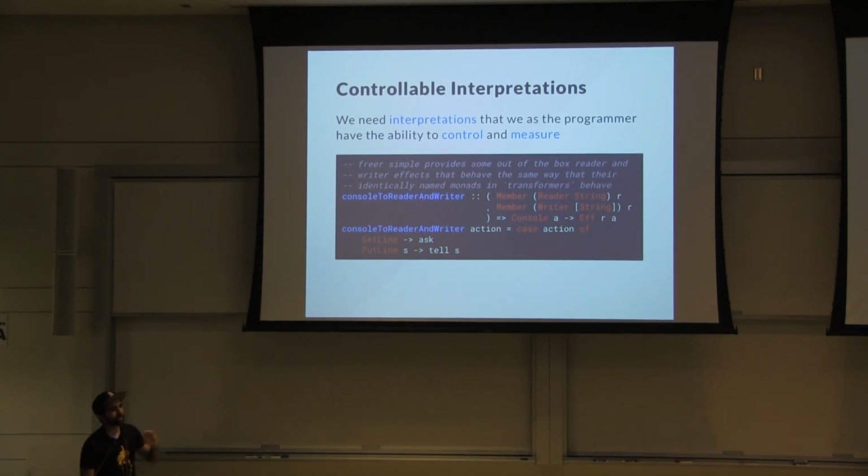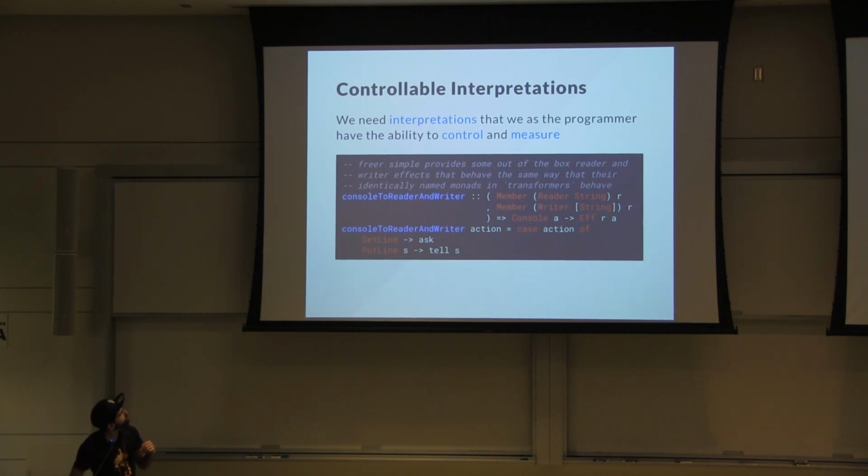Now, in the case of Freer simple, it ships with a bunch of effects right out the gate that you don't have to define yourself. Reader and writer and state and all of the typical transformer library stuff can be found in that package. You can redefine them yourself as an exercise, but it's not strictly necessary.